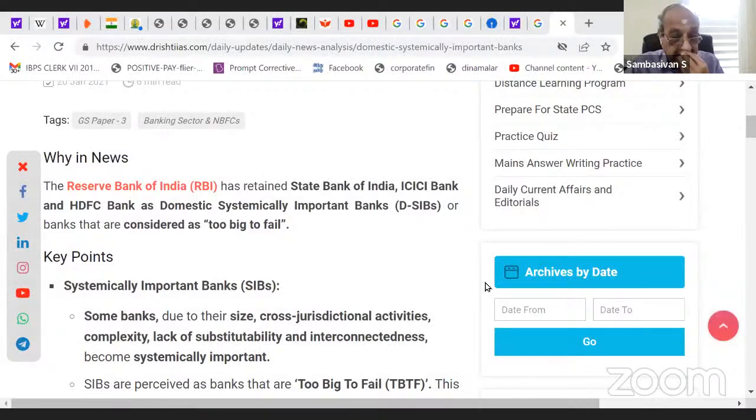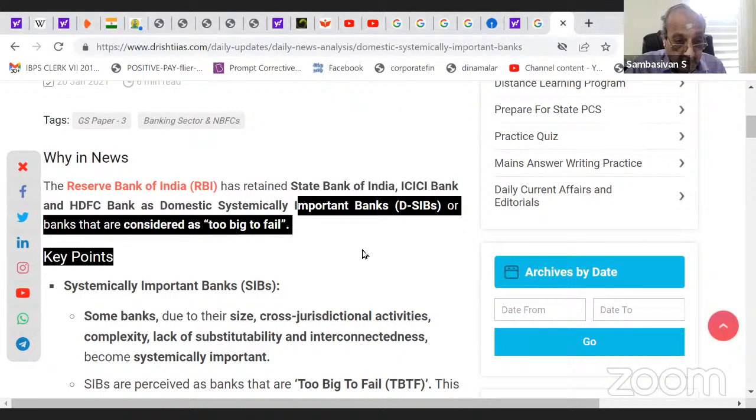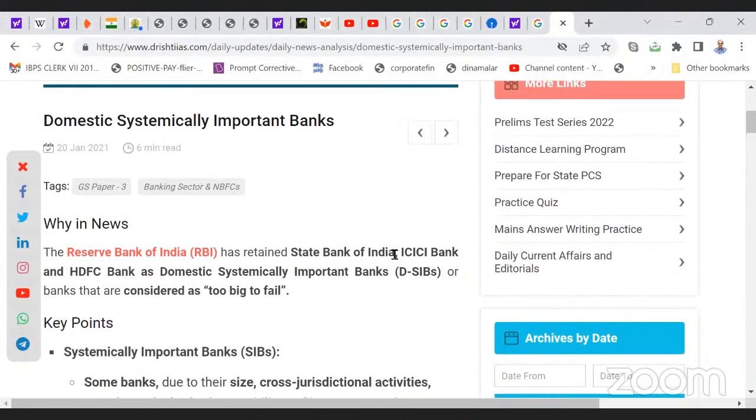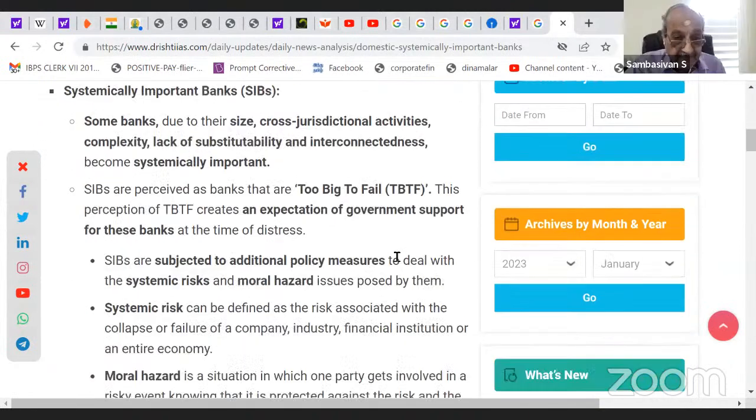Reserve Bank of India has retained State Bank of India, ICICI Bank, and HDFC as domestically systemic important banks that are considered too big to fail. This phrase you have to use: too big to fail.